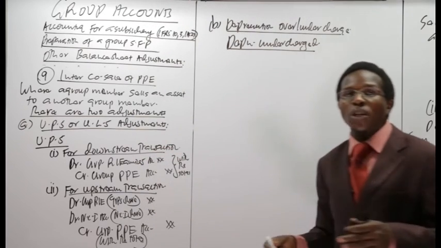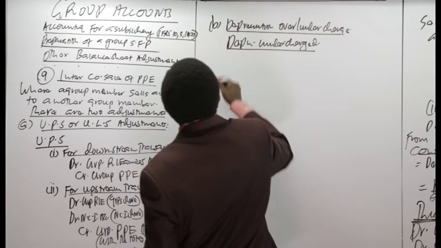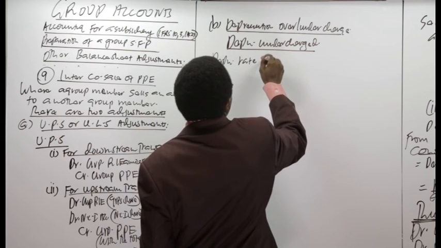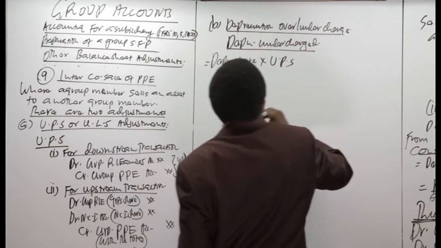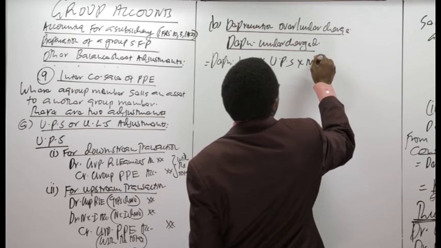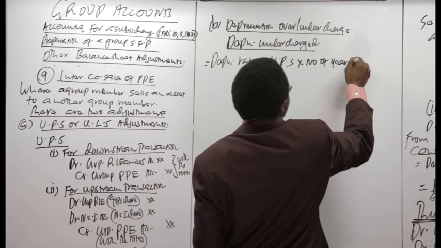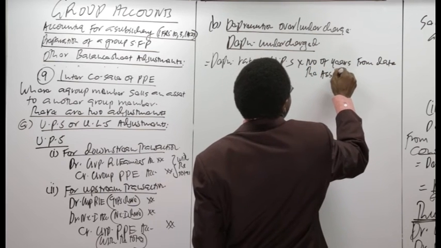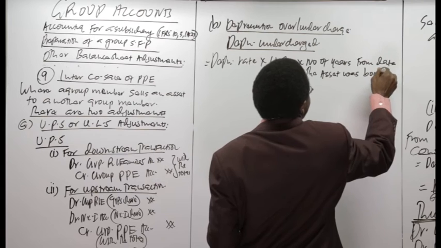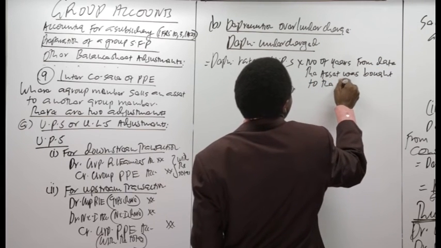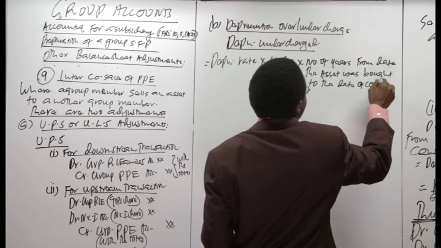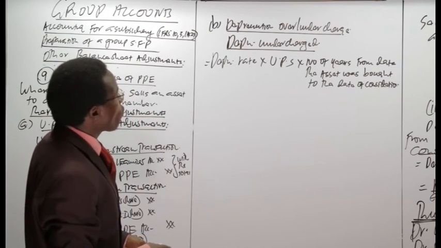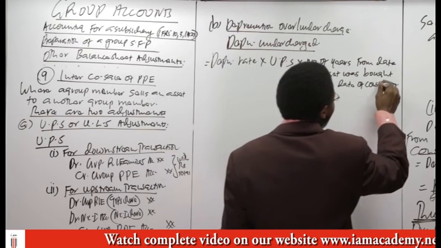So the total depreciation undercharge must be determined, whereby you determine it by taking the depreciation rate, you multiply by the unrealized profits, then you multiply by the number of years from the date the asset was bought to the date of consolidation.